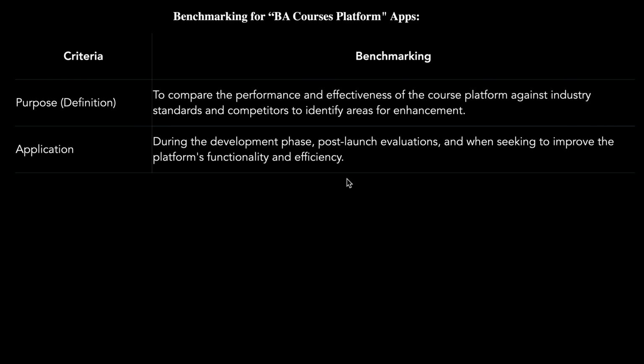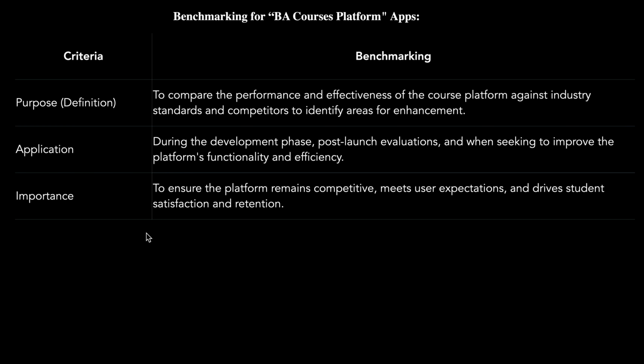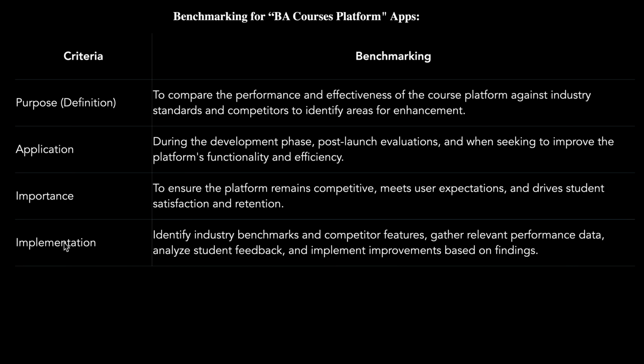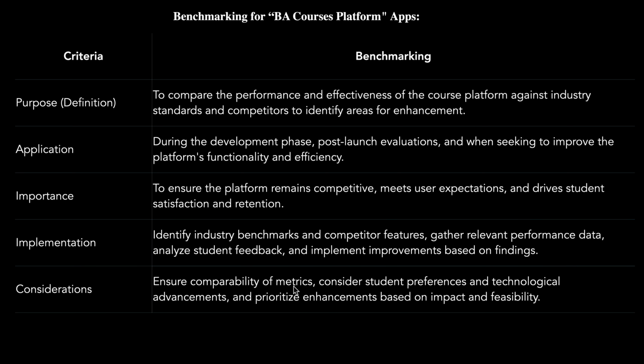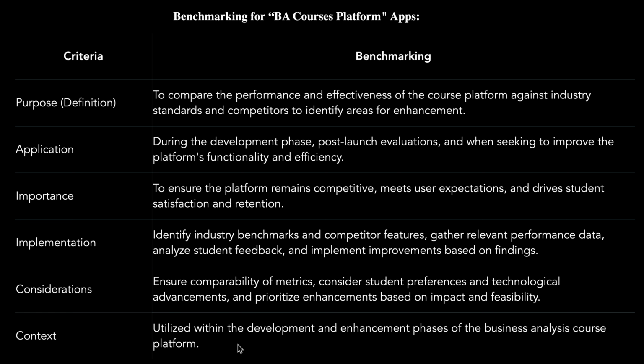During the development phase, post-launch evaluation, and when seeking to improve the platform's functionality and efficiency, we use benchmarking. Importance: to ensure the platform remains competitive, meets user expectations, and drives student satisfaction and retention. Implementation: identify industry benchmarks, competitor features, gather relevant performance data, analyze student feedback, and implement improvements based on findings. Consideration: ensure comparability of metrics, consider student preferences and technology advancements, and prioritize enhancements based on impact and feasibility. Context: utilized within the development and enhancement phase of the business analysis course platform.